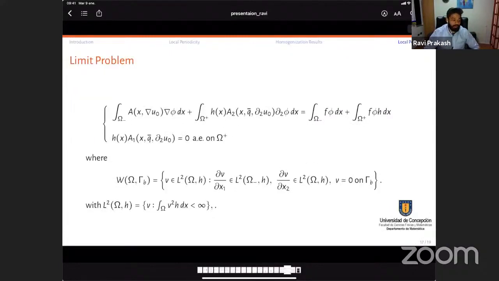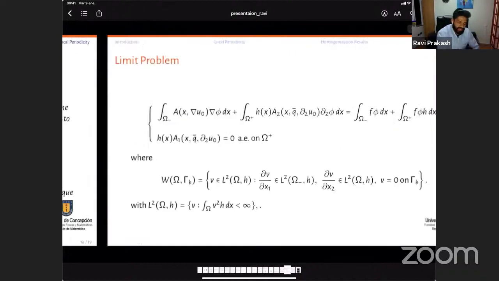And the limit problem was very interesting, because earlier we used to get two PDEs, one in omega minus and one in omega plus, and then we used to get an interface condition, as I showed you before. But here we were getting not just a PDE. I will explain why in a moment. We got an integral equation in omega minus and omega plus, and then we got an algebraic equation in omega plus as well.